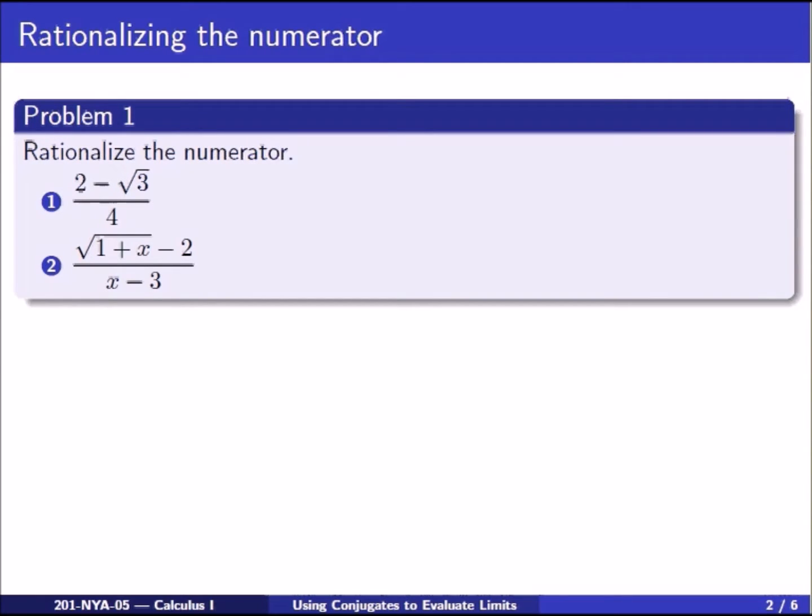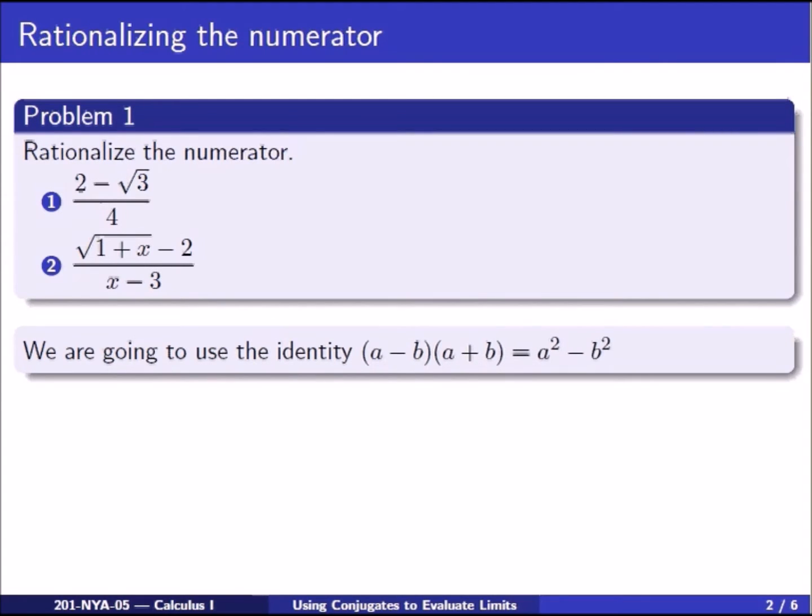To rationalize the numerator, we are going to use the following identity, which says that (a minus b) times (a plus b) is equal to a squared minus b squared, which we call a difference of squares. So why is that useful? Well, if we multiply 2 minus root 3 by 2 plus root 3, so here our a is 2 and b is root of 3, so we're doing (a minus b) times (a plus b), we are getting a difference of squares. In this case, 2 squared, 4, minus root of 3 squared, 3. So overall, 4 minus 3, which is 1.